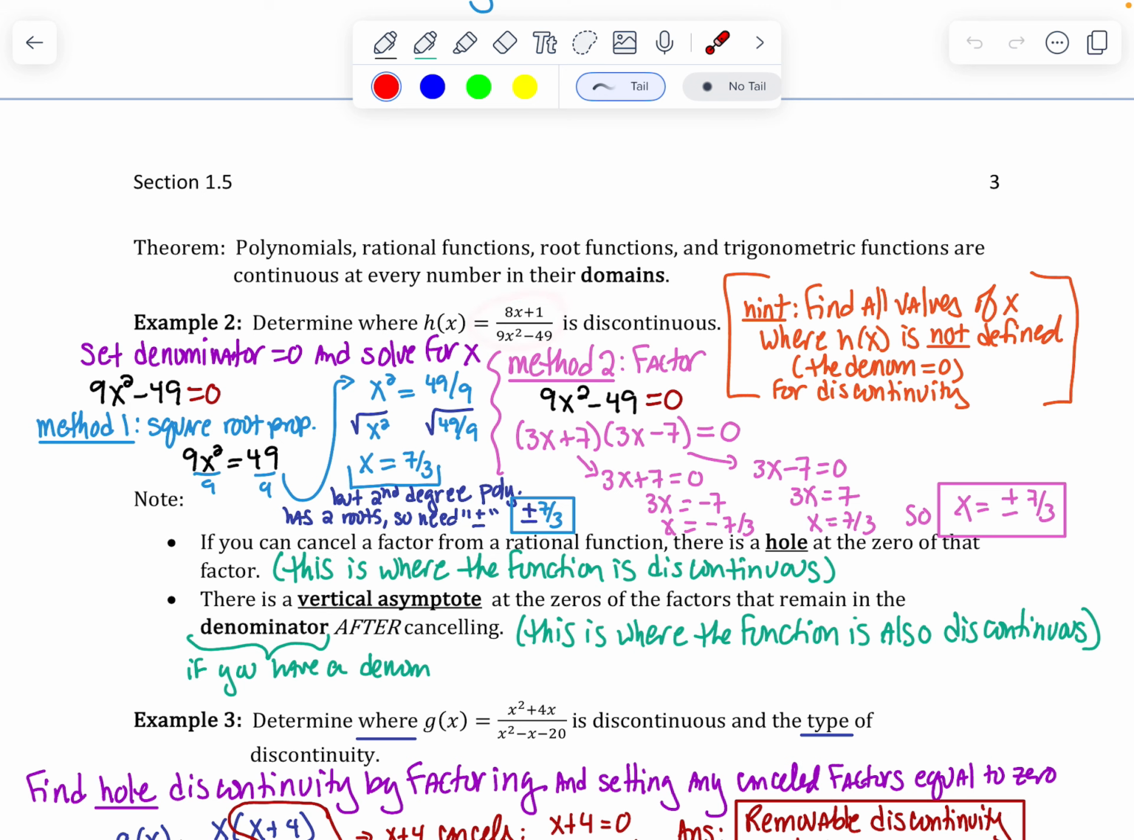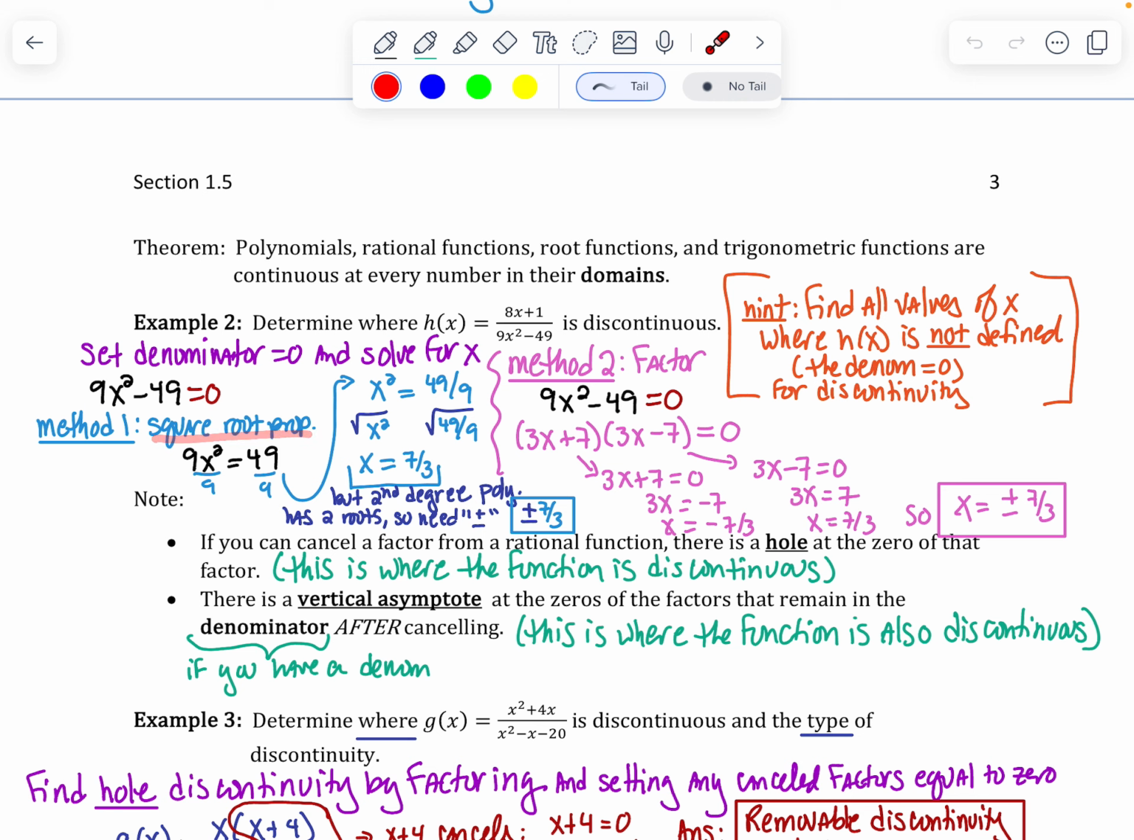Determine where this given function is discontinuous. That means basically we're looking for a value that is not in the domain. Where is this function not defined? Therefore, where is the denominator 0, and that will give us our discontinuity. So we're going to go ahead and take this denominator and set it equal to 0 and solve for x. There are actually two ways you can solve for x for this particular problem.